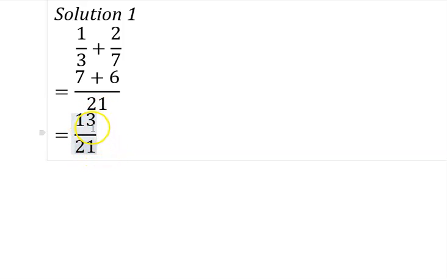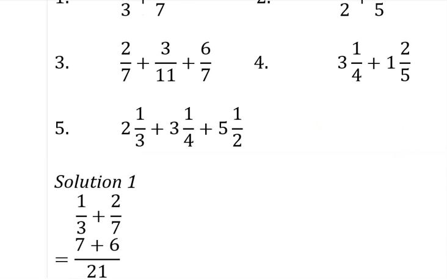So that's the answer. But don't forget, you need to look at it carefully, if there's any number that can go through both the numerator and the denominator here successfully. But if none, you leave your answer like this. So since there is no number that can go through this 13 and 21 at the same time successfully, the answer is 13 over 21. So that's for the first question. Let's quickly dive straight to the second question.